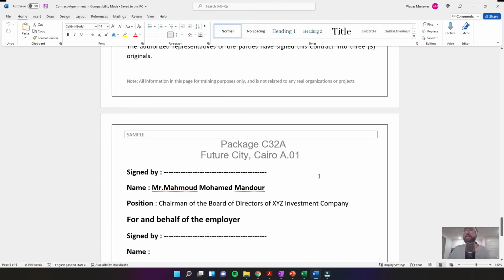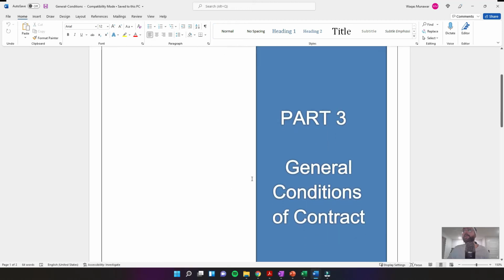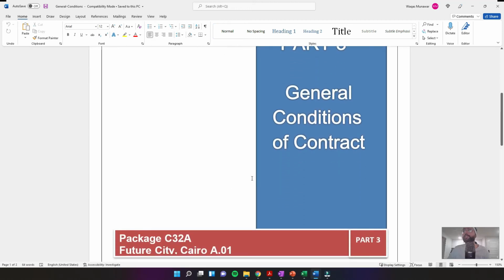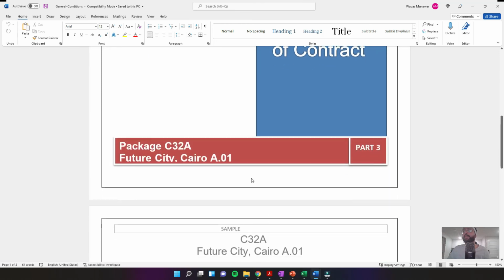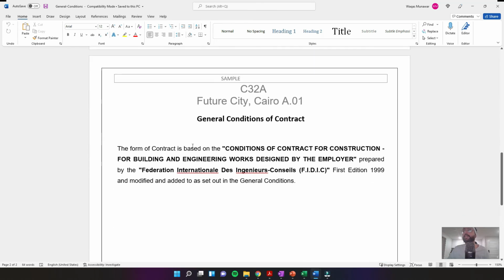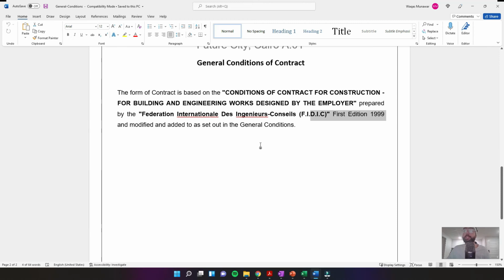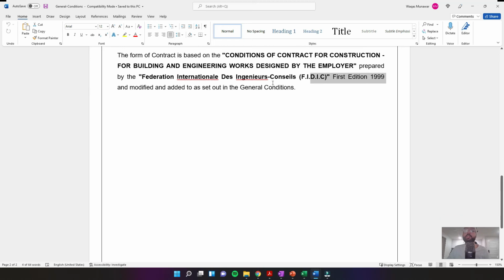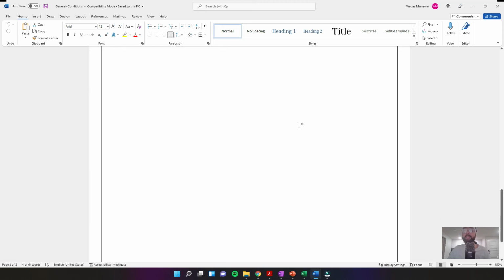All right, so now let's go to the general conditions. This is the general conditions. In this case, it says the form of contract is based on the conditions of contract for blah, blah, blah, prepared by the FIDIC First Edition 99. So basically, they are using the FIDIC First Edition 99, and they're going to set out the general conditions based on that. So they don't have anything here. Now let's move on to the particular conditions.